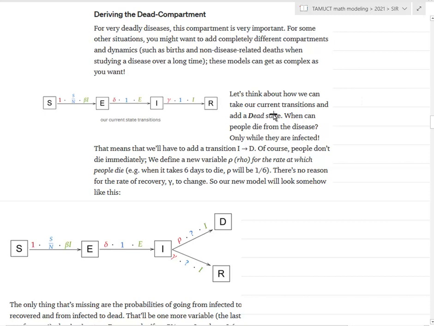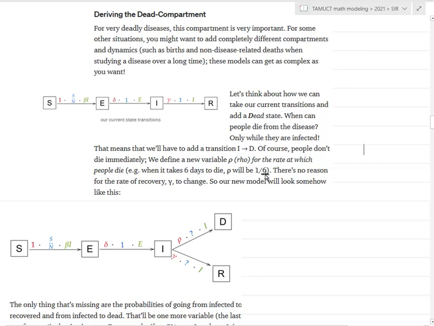All right, so let's see how we can handle this transition from infected to dead and read what he says here. Now, I think that what he says is not quite accurate. Here it says, when can people die from the disease? Only while they're infected. This means we'll have to add a transition I to D. Of course, people don't die immediately. We define a new variable rho for the rate at which people die. E.g., when it takes 6 days to die, rho will be 1/6.